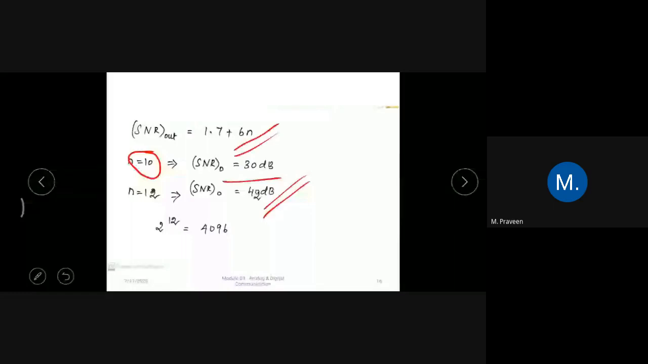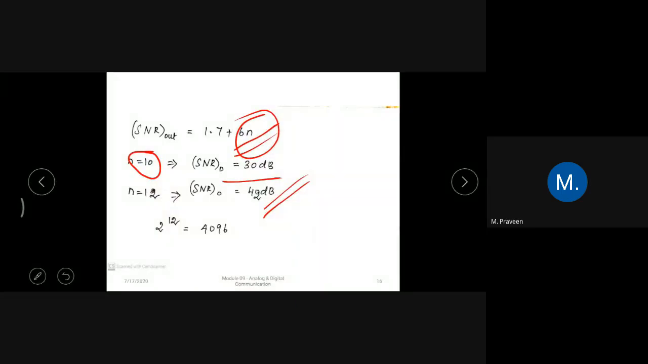n contributes in multiples of 6. If n is equal to 10, I am getting 30. Then if I increase n by 1, which is nothing but plus 6, so if n is equal to 11, I may achieve 36 dB. If n is equal to 12, I may achieve 42 dB. If n is equal to 13, I may achieve 48 dB, and so on. Since my expectation is only 42 dB, I can stop with n equal to 12. So if n is equal to 12, I am able to achieve the SNR of 42 dB. That is only the number of bits, n equal to 12.